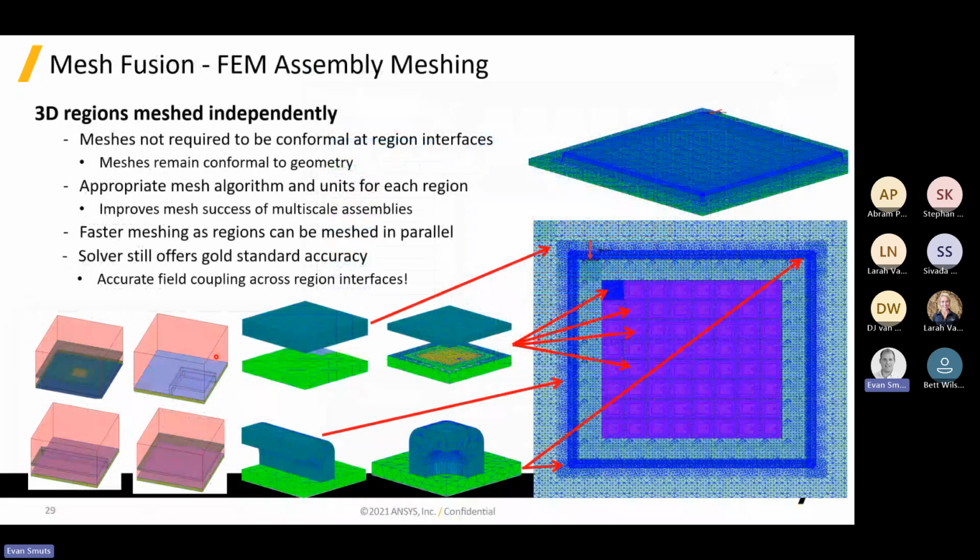All right, and basically how this works is using the Mesh Fusion technology, which is a fairly new process where we can mesh each of these building blocks separately as their own unique entities, and we can then replicate those little pieces of mesh throughout the body. So the idea is that we don't need to have a conformal mesh on these bodies. We can use the individual mesh settings that are appropriate for each building block, and then we can stitch these together into the global model.